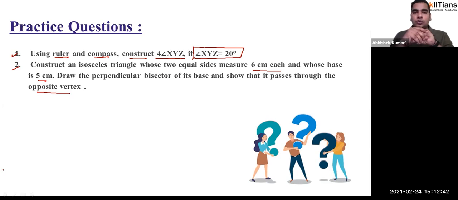So let us quickly revisit the concepts that we covered in today's session. The very first thing we learned is basic construction, where we had two subtopics. The first subtopic was how we can draw the bisector of any angle. The second subtopic is how we can draw the perpendicular bisector of any line segment. The third topic we discussed is how a triangle can be constructed when you are provided the base, one of the base angles, and the sum of the other two sides. I hope these topics are very clear to all of you.